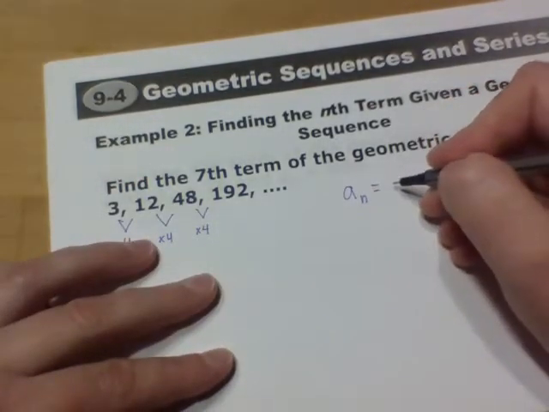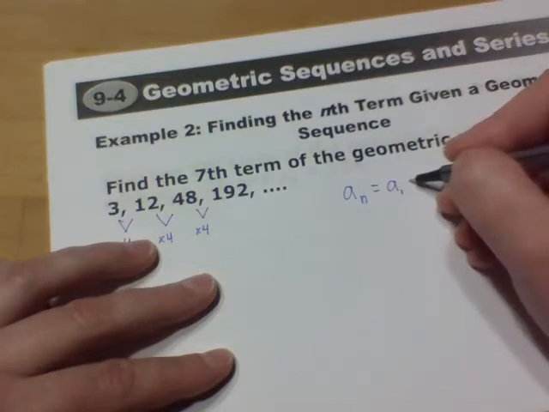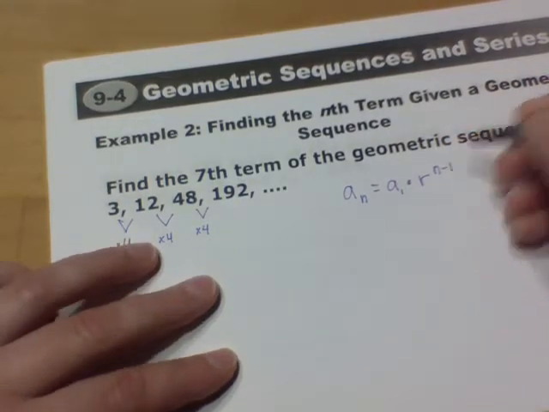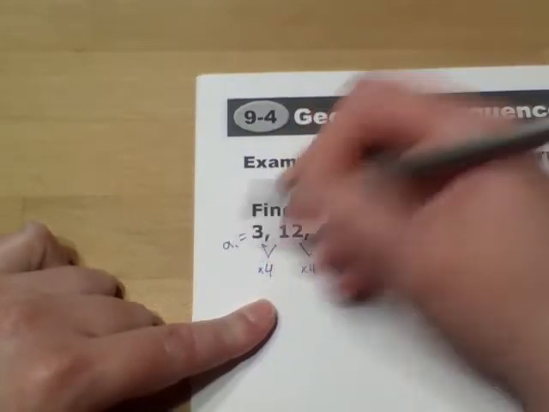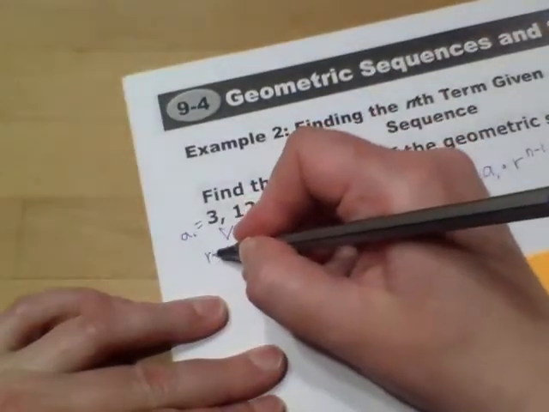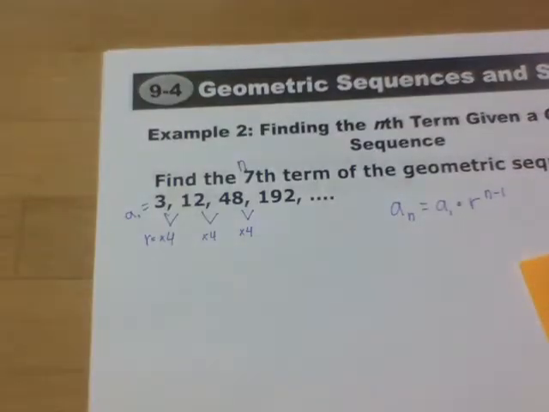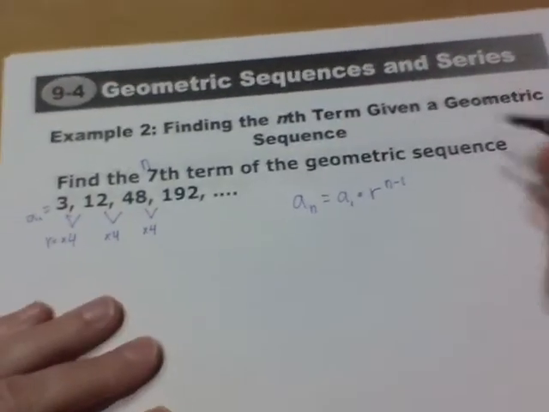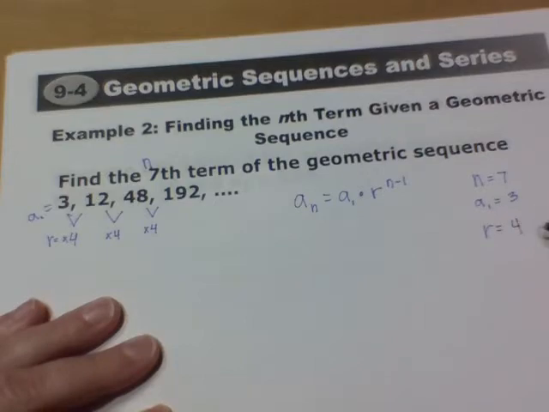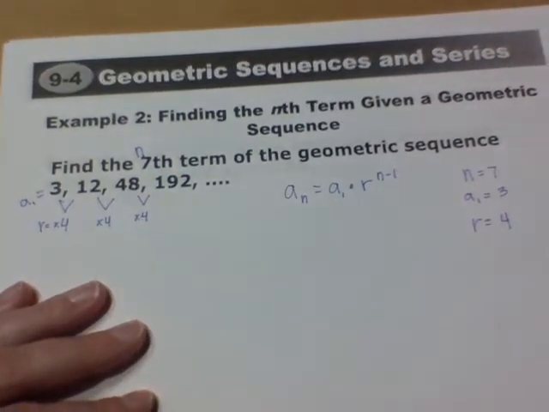And so we're going to take a sub 1, which is our first term, and then multiply by r being raised to the n minus 1. So in this case, our n is 7, our a sub 1 is 3, and our r is 4. You've got a lot of pieces over there, so to make it a little clearer, I'll write them over here. So now we're going to plug them into our formula.